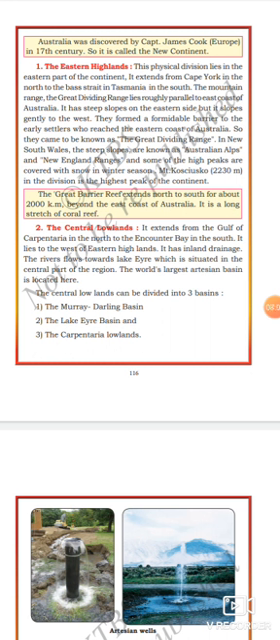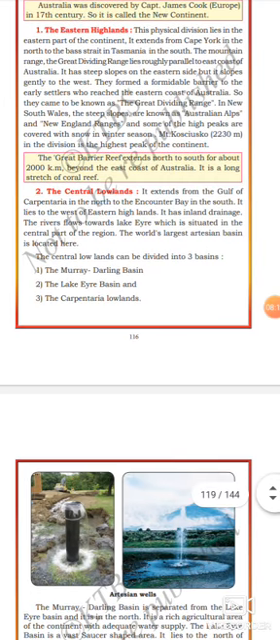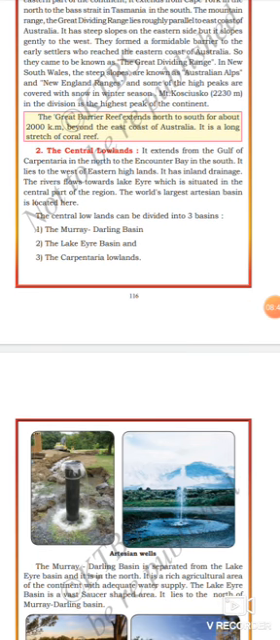Got it? They form a formidable barrier to the early settlers who reached the eastern coast of Australia. So they came to be known as the Great Dividing Range. In New South Wales, the steep slopes are known as the Australian Alps and New England Ranges. And some of the high peaks are covered with snow in winter season, like Mount Kosciuszko, 2230 meters in the division, is the highest peak of the continent.